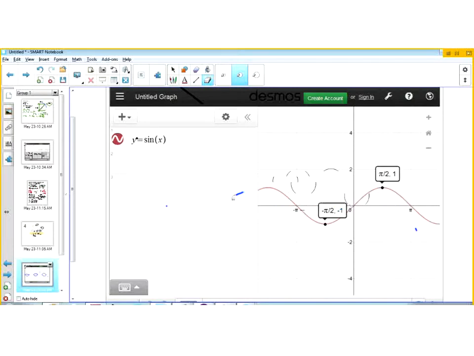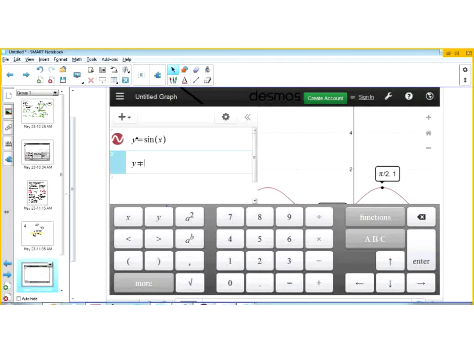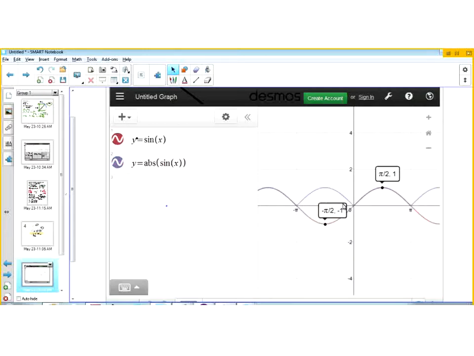And so let's do that. So y is equal to absolute value of sine of x. Okay, and let's see the graph. And there it is. Okay, I think we may have done that.